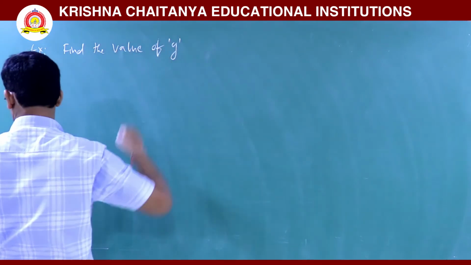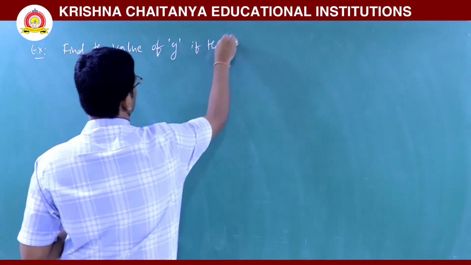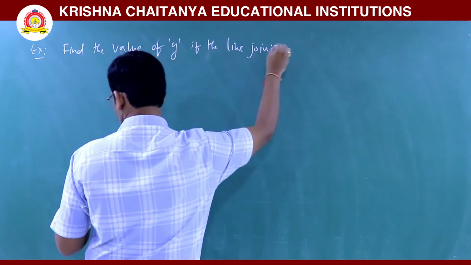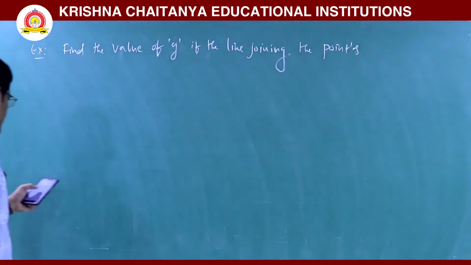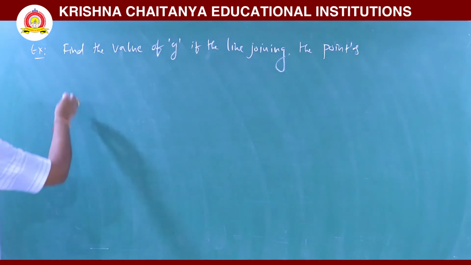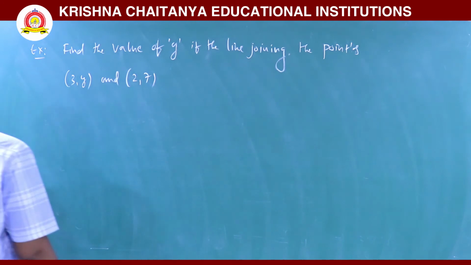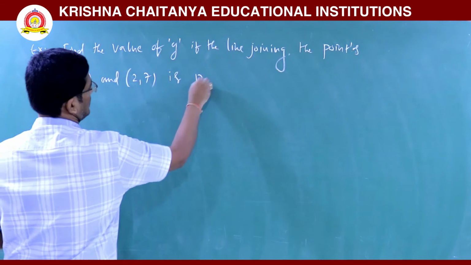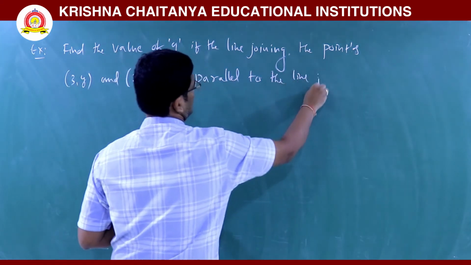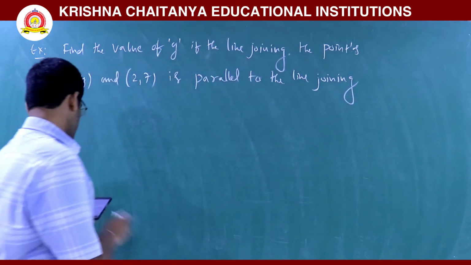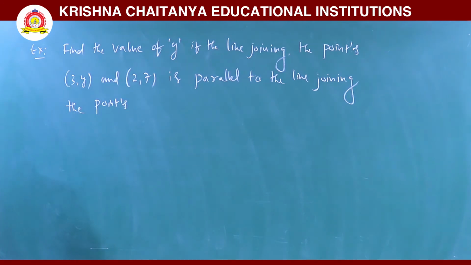Find the value of the y coordinate, if the line joining the points 3 comma y and 2 comma 7 is parallel to the line joining the points minus 1, 4 and 0, 6.